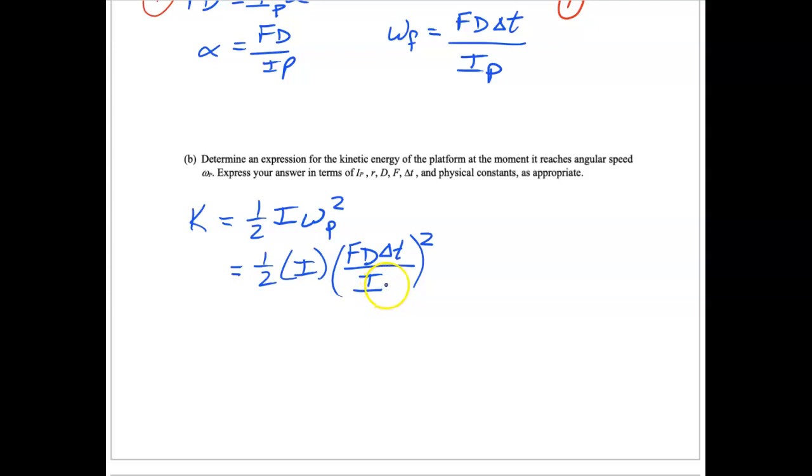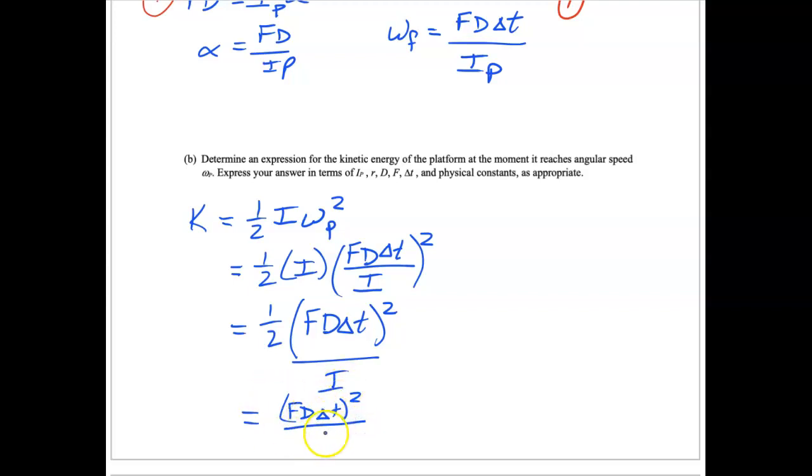The next thing that we need to do here is solve for K, and if we solve for K, here we've got 1/2. Now be careful, the temptation here is to cross off both I's, but notice this is squared, so you really can't do that. So I've got 1/2 of, and then I've got FD delta t, and that is squared over I. Notice that the 2 and the I are on the same spot, so now we can just change this and say FD delta t, and that whole thing squared. If you don't put the parentheses, then this is not correct, and that's over 2I.